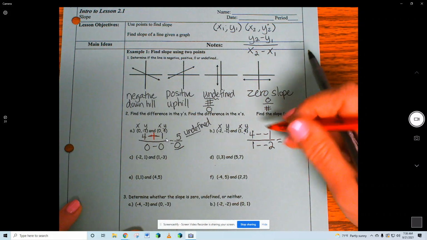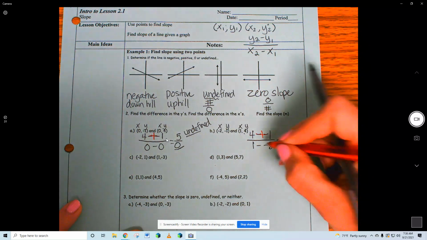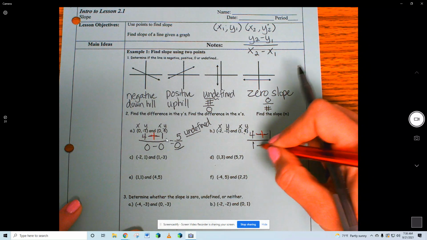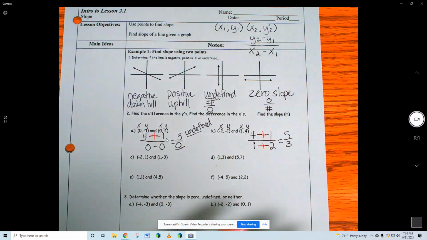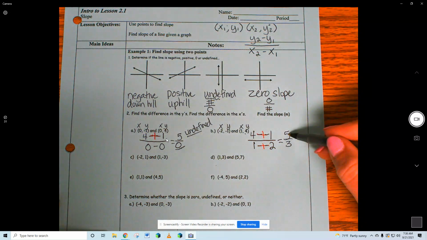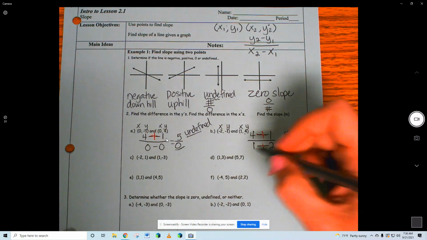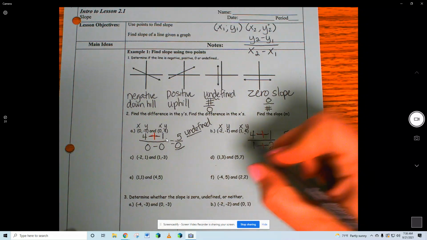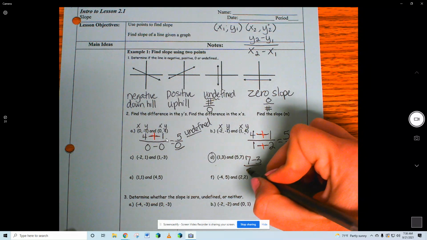Well, 4 minus minus is what? 1 minus minus is what? Plus, so okay, yes, you're right. 5 over 3. And we know that the y values came out to 5, the x values came out to 3. Let's just do one more in this section because I'm not going to do all 6. You'll get lots of practice on this. Okay, 7 minus 3. Let's do D. Over 5 minus 1.